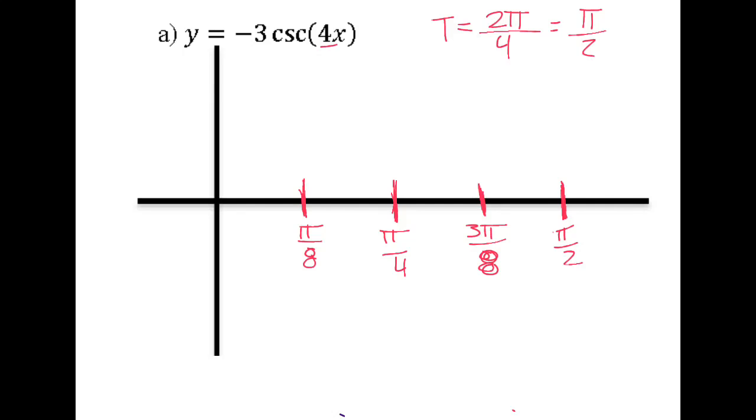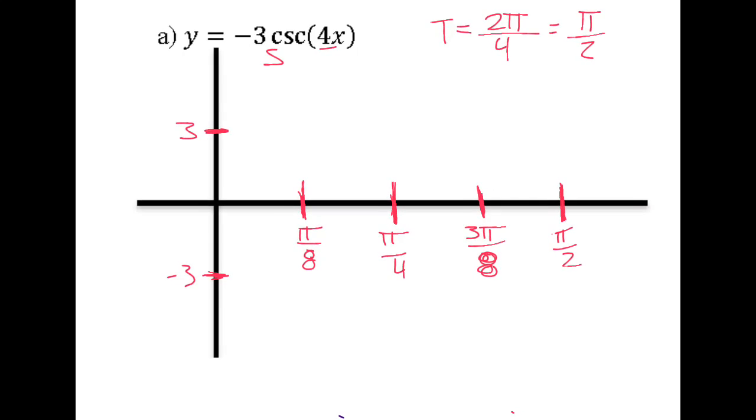Next thing I need to do is label my y-axis. Let's go positive 3 and negative 3 right there. Now think about cosecant. Cosecant is the reciprocal of sine. And we know that sine graphs start at 0. Again, that's coming from the unit circle. 0 degrees right there, 0 radians. The y value of that point is 0, and sine is the y value. So I know that my graph should start at 0.